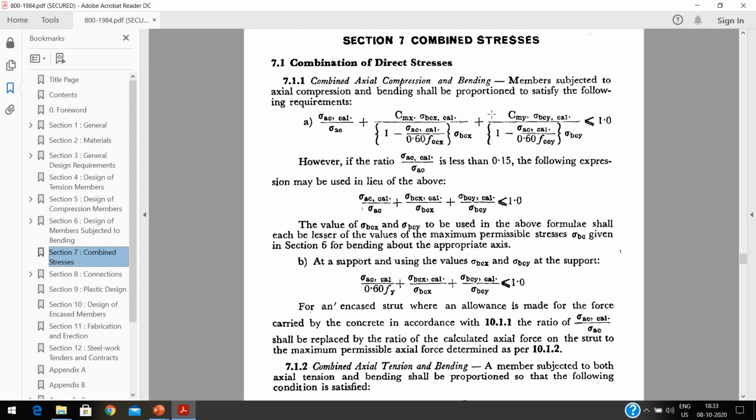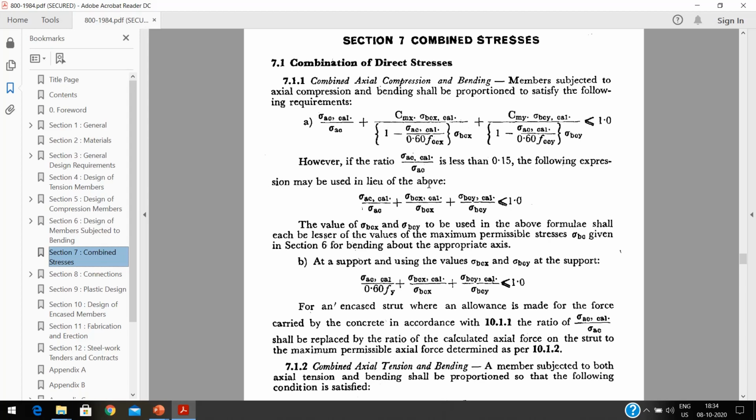Basically for this design we don't need any derivations. In IS 800, in section 7 for the combined stresses, the combination has been given, the formula we have derived: sigma AC calculated divided by sigma AC permissible, plus CMX into sigma BCX calculated divided by 1 minus sigma SC calculated over 0.6 FCCX, into sigma BCX permissible, plus CMY into sigma BCY calculated divided by 1 minus sigma SC calculated over 0.6 FCCY, into sigma BCY permissible, should be less than or equal to 1.